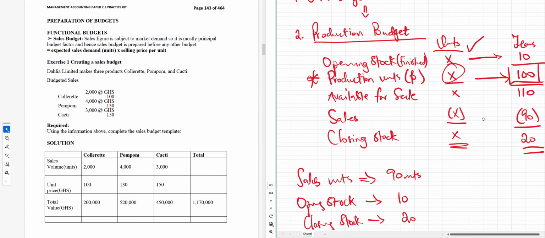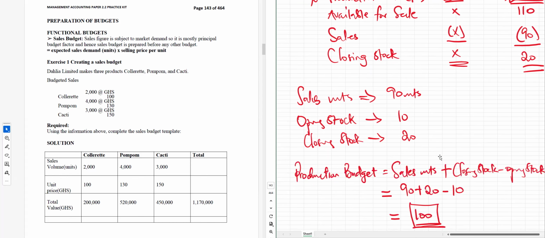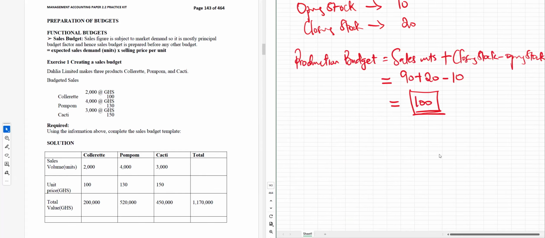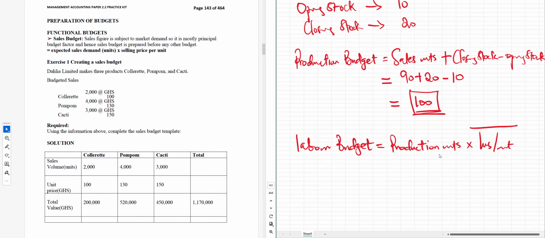And the production budget is the chief budget that can give you all other budgets, because everything is based on production. Let me explain. Based on production, I can get the labor budget. I'm simplifying it for you. Your labor budget is just your production units times your hours per unit. Do you get it? Because labor is based on hours.